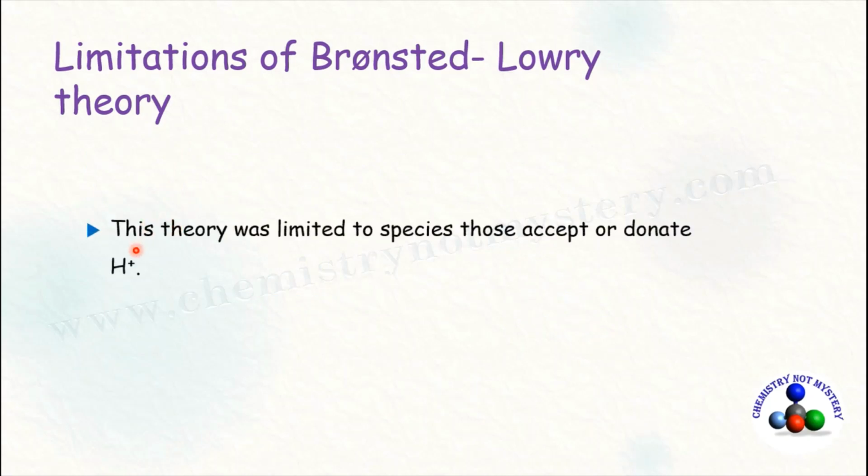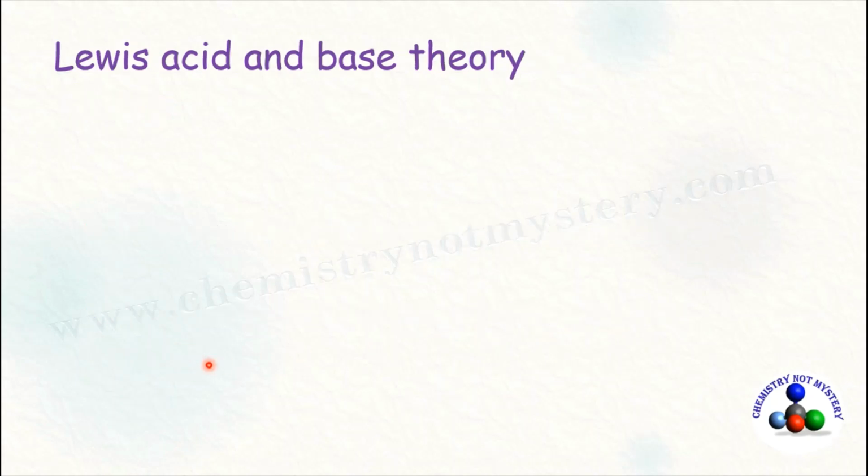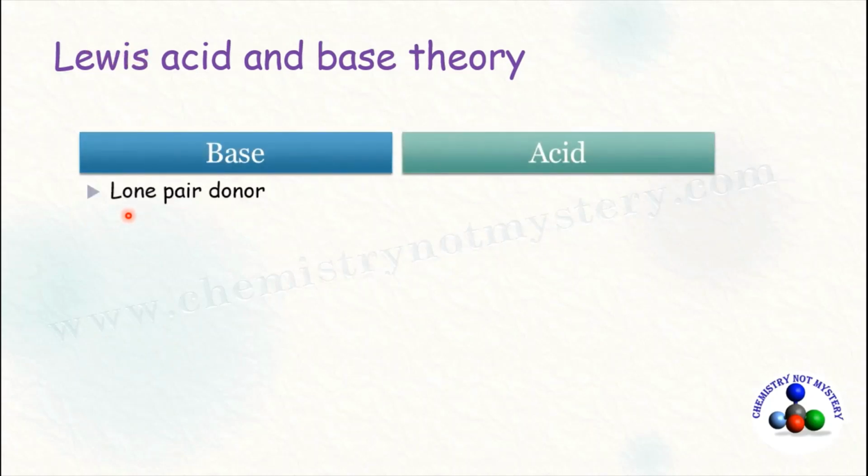Bronsted Lowry theory also has a few limitations. This theory was limited to species that accept or donate H plus ion. It doesn't explain the acidic character of BF3-like species that don't contain H plus ion. For the modification of this theory, another theory was given by Lewis. According to Lewis theory, lone pair donors are bases and lone pair acceptors are acids. For example, NH3 and BF3.